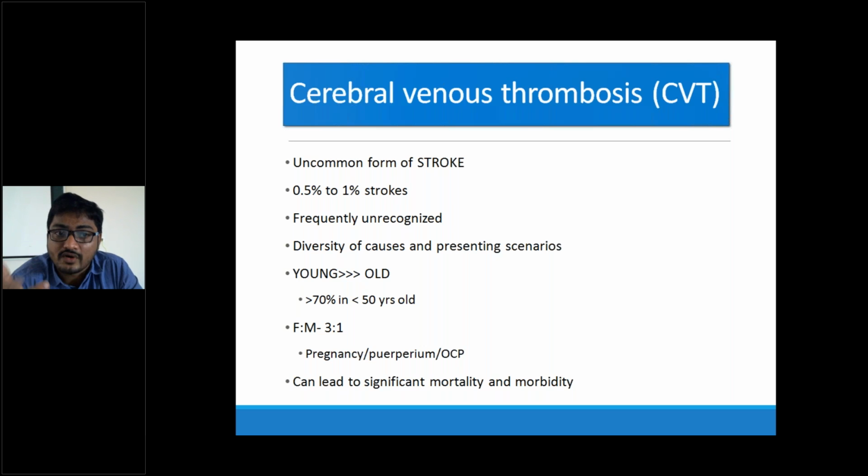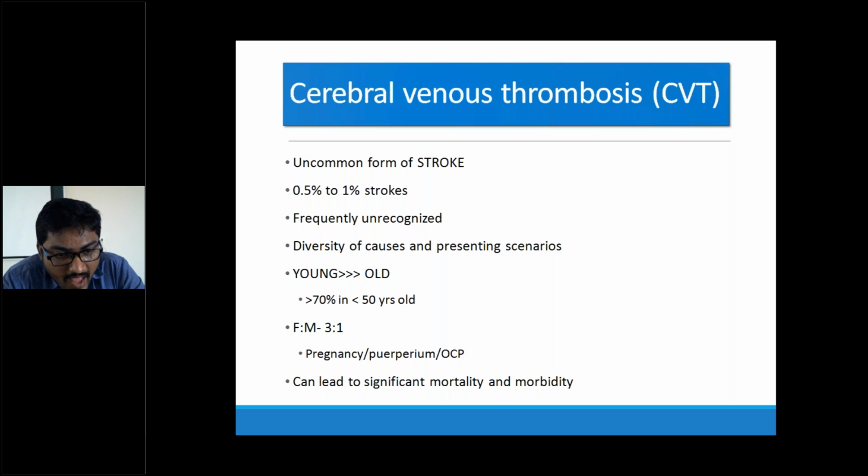If you suspect cerebral venous thrombosis in casualty and make a differential diagnosis of CVT, you go for MRI and MR venography. If there is a thrombus in the superior sagittal sinus, transverse sinus, or straight sinus, then your diagnosis is correct. That is the challenging part of diagnosing these cases. There is a diversity of causes and many presenting scenarios for CVT.